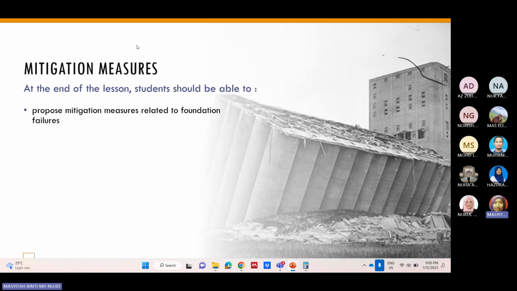The next one is mitigation measures. Mitigation measures usually come in the conclusions part. After we have done the analysis, we produce suggestions and recommendations on what can be done to overcome or prevent any future failure. For example here, we propose mitigation measures related to the foundation failure.